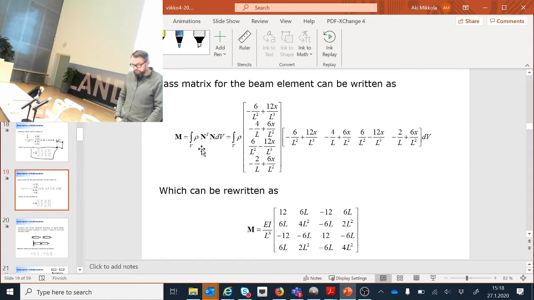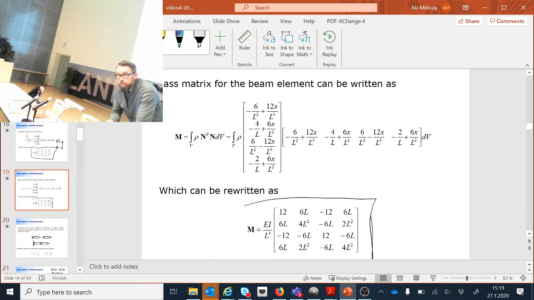Now, for that beam element, the stiffness matrix, if you're using the method that is based on these shape functions, can be written as it is shown here. Again, it's a 4x4 matrix because of the 4 degrees of freedom in my one element.